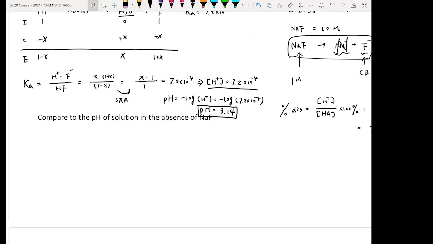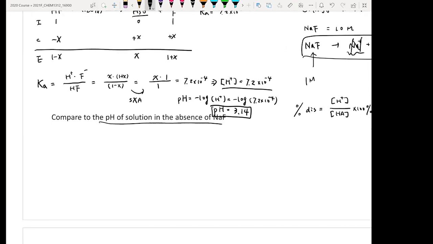In our previous slide, we said sodium fluoride is actually a weak base, right? So when you add it to your original solution, the proton concentration should decrease and your pH should increase. We want to confirm that, okay? So we want to calculate the pH without adding in your sodium fluoride. Basically it's just your HF solution, so a weak acid solution.